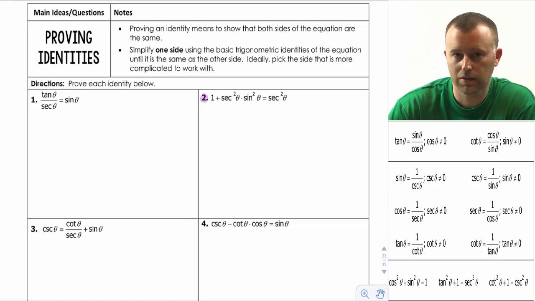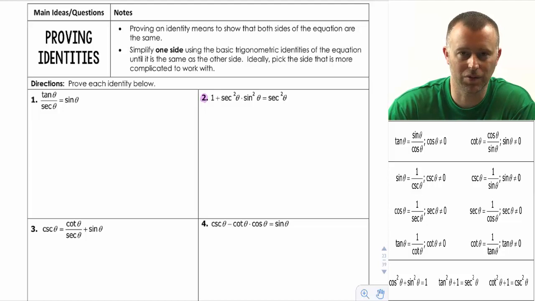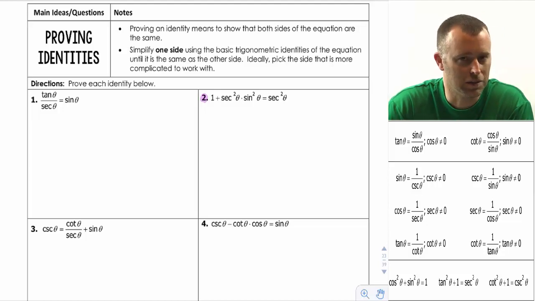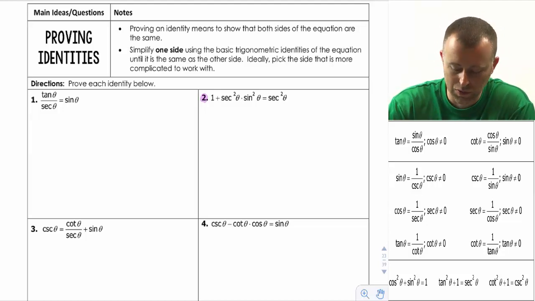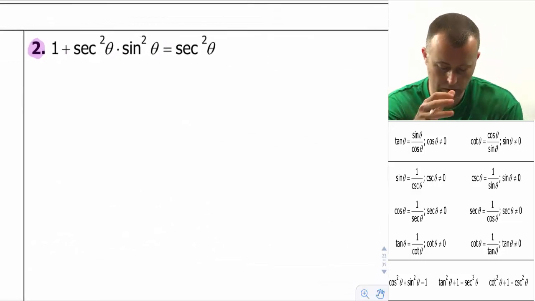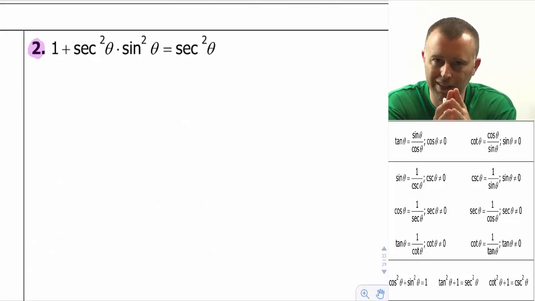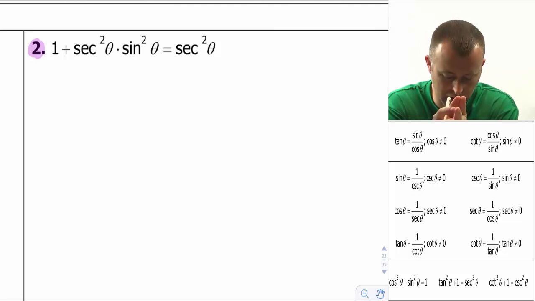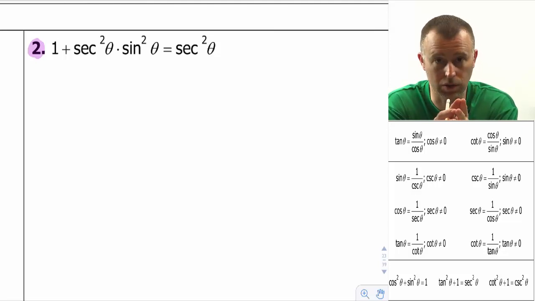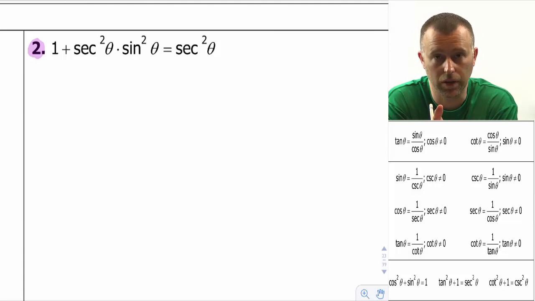Now the bad thing is if you get something else and you think you've simplified it and it's not what the other side is equal to, then you're not done. So here's what these look like. Again, what we're trying to do is take this left-hand side and get it equal to the right-hand side. And I'm saying that because, as you can see, the right-hand side is a little simpler looking.